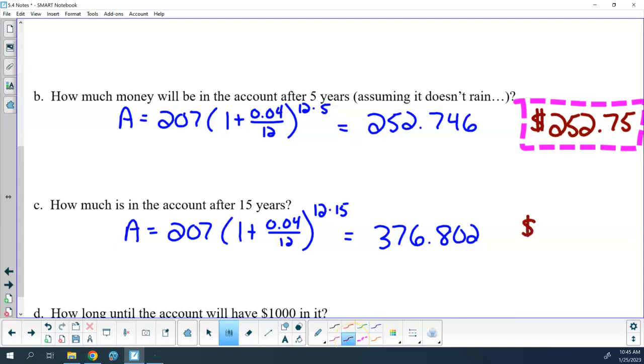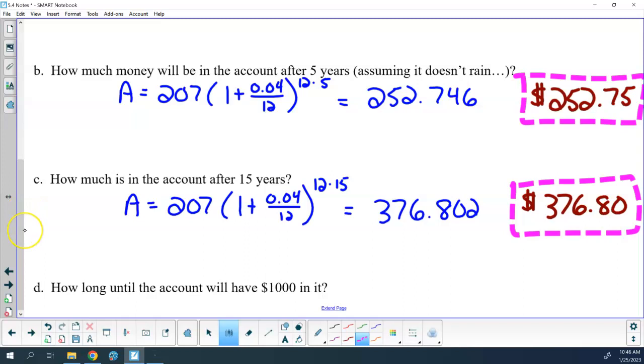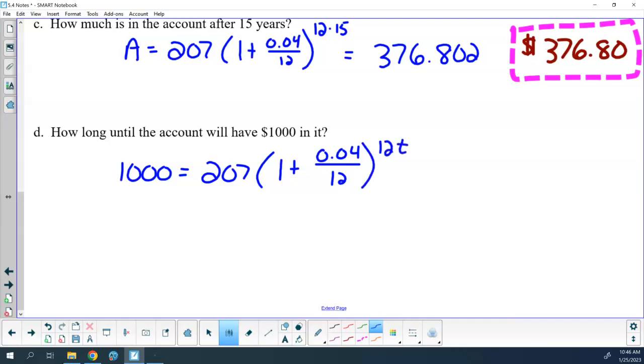Again, it's money, $376.80. And lastly, when will the account have $1,000 in it? Now we're going to say 1,000 equals 207 times 1 plus 0.04 divided by 12 to the 12t power. So I would first start out by dividing by 207.